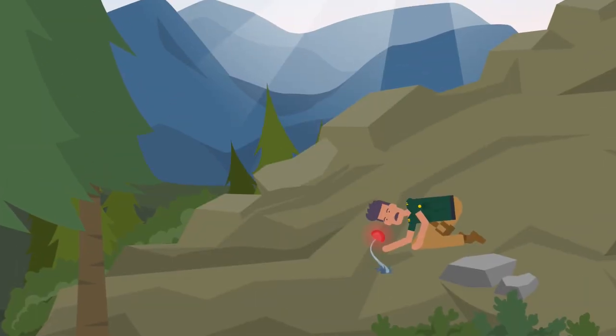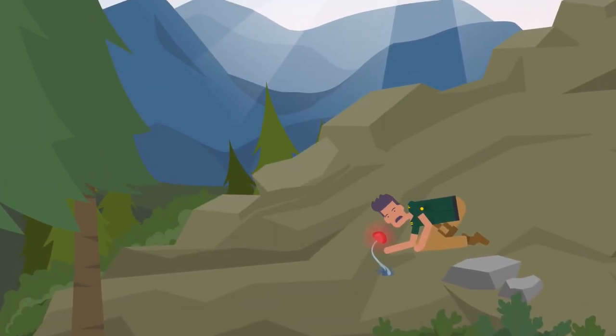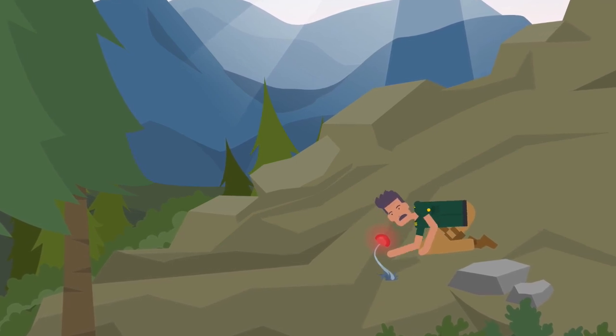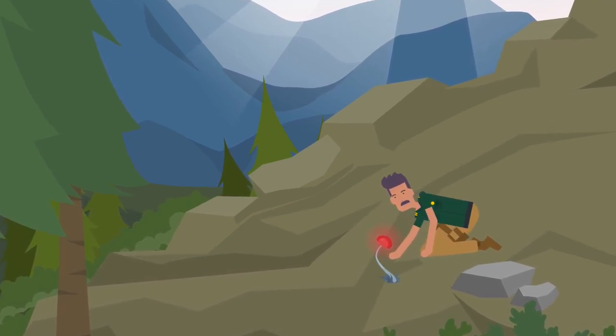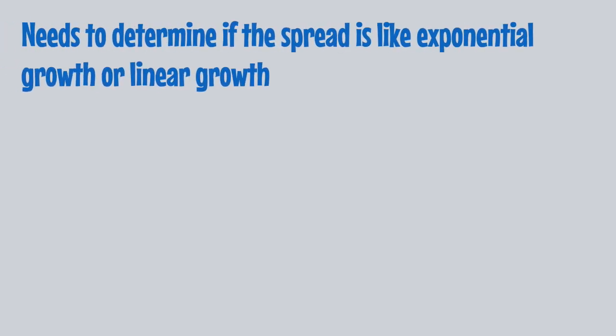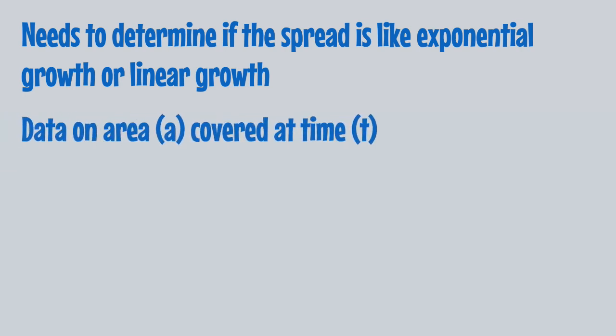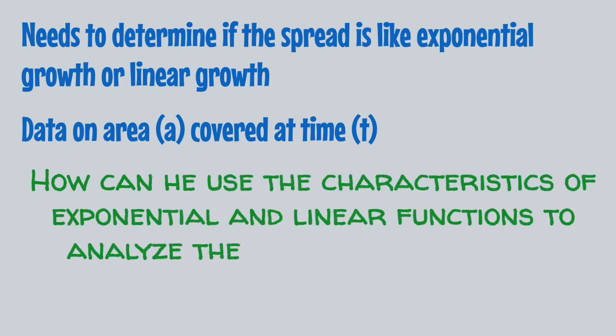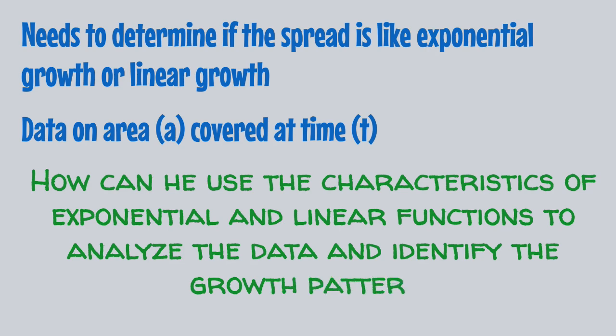An invasive plant species has been identified in a small area of the forest. Bryce needs to determine if the spread is rapid, like exponential growth, or relatively slow, such as linear growth, to plan for eradication efforts. Bryce collected data on the area covered by the invasive plant at different points in time. How can he use the characteristics of exponential and linear functions to analyze the data and identify the growth pattern?